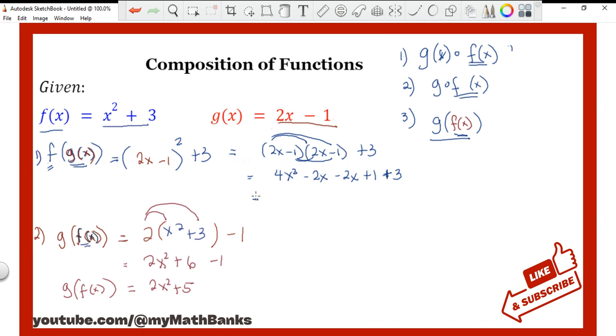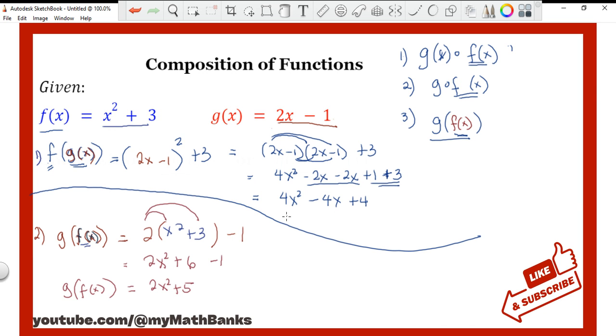Combining like terms, you have 4x squared. Negative 2x minus 2x is negative 4x. 1 and 3 are like terms, plus 4. So this part right here is your f of g of x. The other one is g of f of x. So it really matters which function is outside and which one is inside.